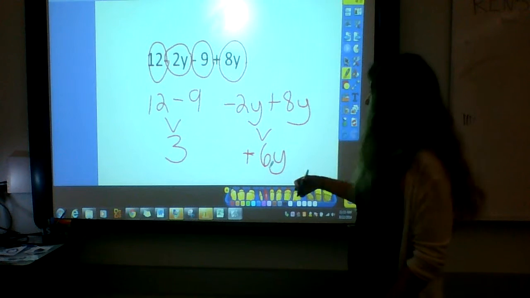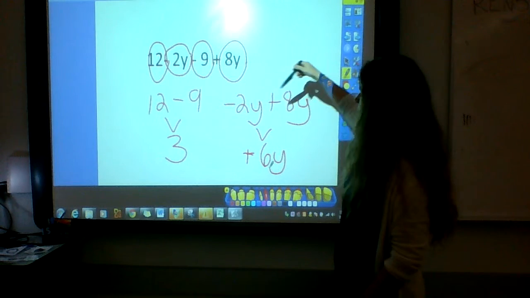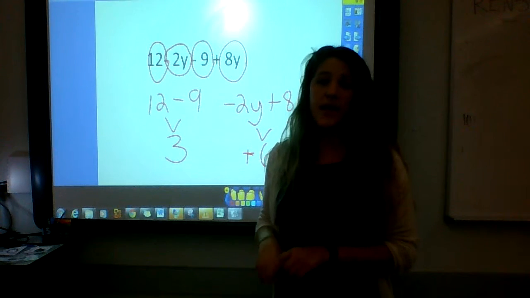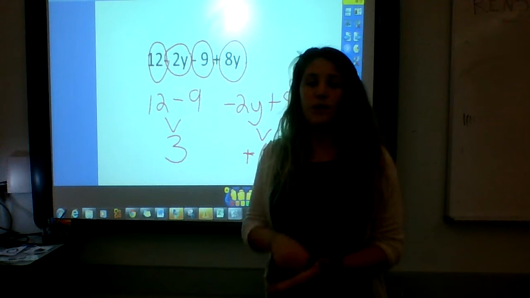Again, if we want to take notes on this, when you see one negative and one positive, you subtract and you take the sign of the bigger number.